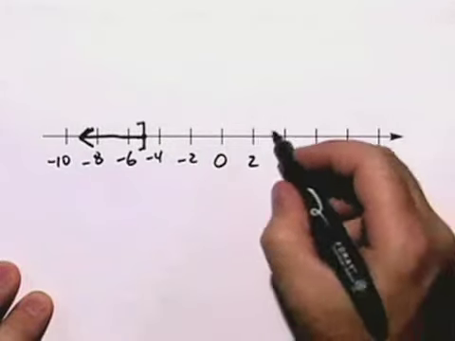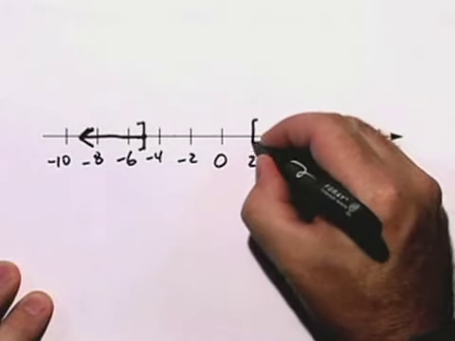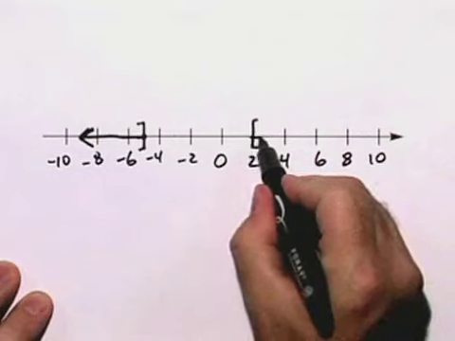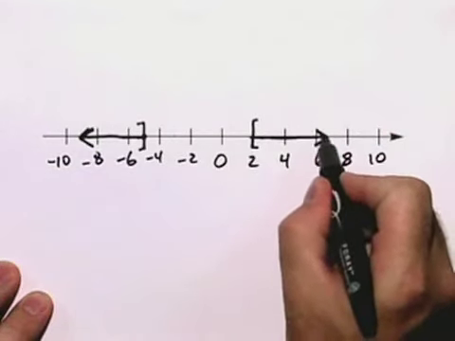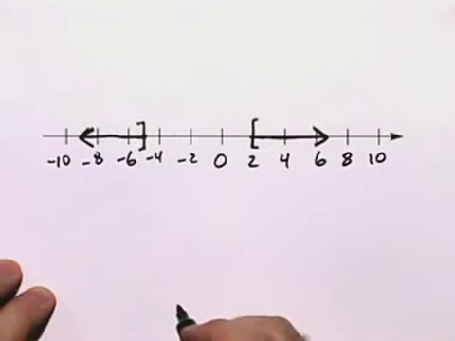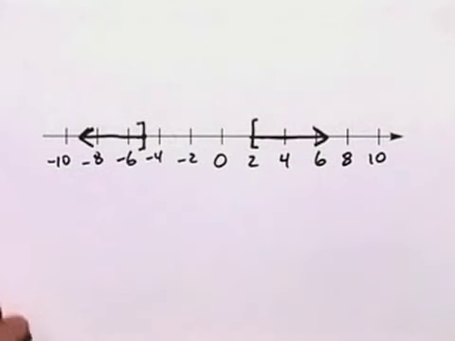We also have the part 2 to infinity. We'll put a square bracket at 2. And we'll draw an arrow to the right, indicating this goes off to positive infinity. And there's the graph of the solution set for our absolute value inequality.